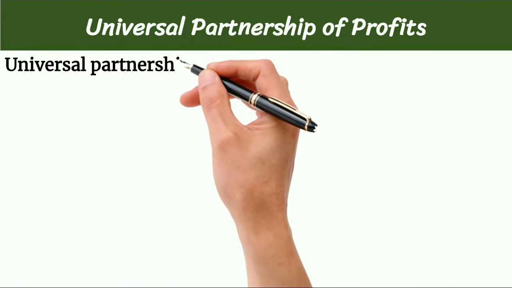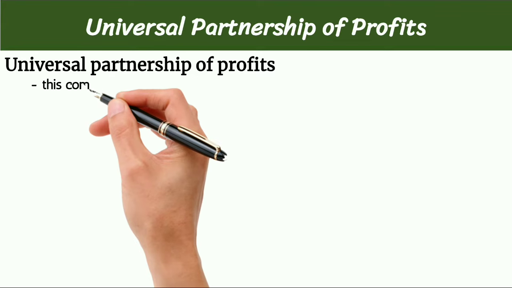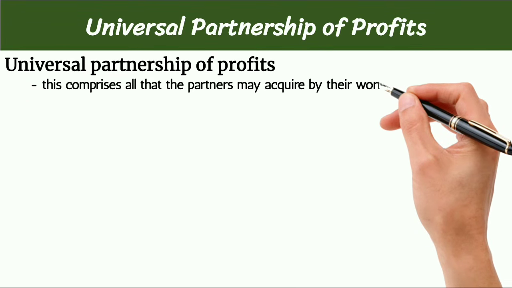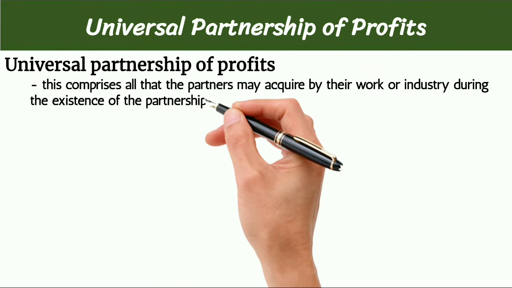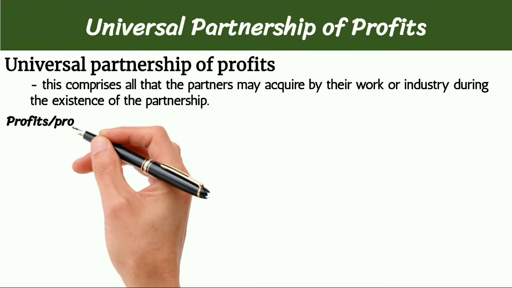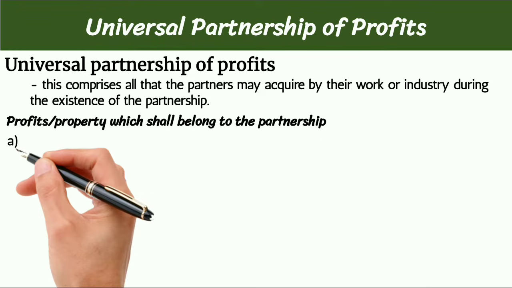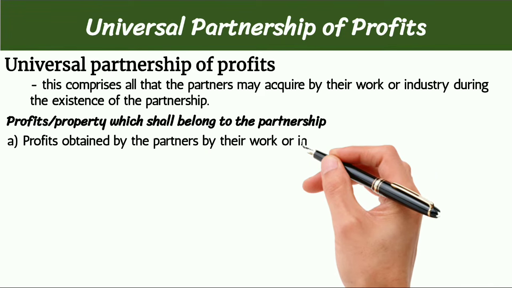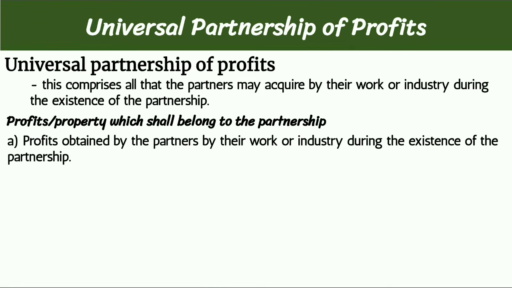Next, universal partnership of profits. When we say universal partnership of profits, this comprises all that the partners may acquire by their work or industry during the existence of the partnership. So what are the profits or property which shall belong to the partnership? First, profits obtained by the partners by their work or industry during the existence of the partnership.